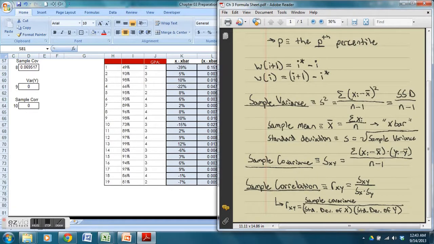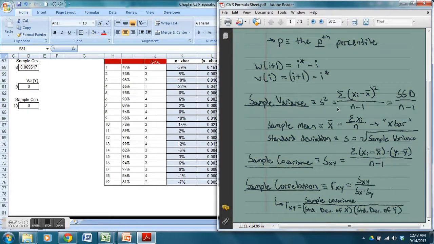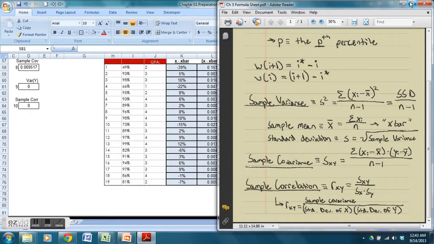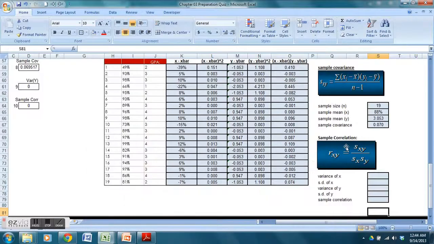So it is equal to the sample covariance. That's this guy. Divided by the standard deviation of x. That's this guy. And the standard deviation of y. That's this guy. So now we have a little bit better understanding what that is. Our variance of x.